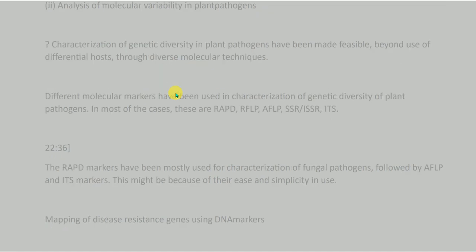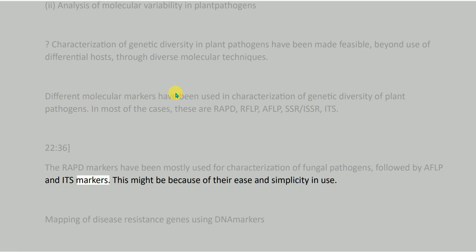2. Analysis of molecular variability in plant pathogens. Characterization of genetic diversity in plant pathogens has been made feasible, beyond use of differential hosts, through diverse molecular techniques. Different molecular markers have been used in characterization of genetic diversity of plant pathogens. In most of the cases, these are RAPD, RFLP, AFLP, SSR, ISSR, ITS. The RAPD markers have been mostly used for characterization of fungal pathogens, followed by AFLP and ITS markers. This might be because of their ease and simplicity in use.